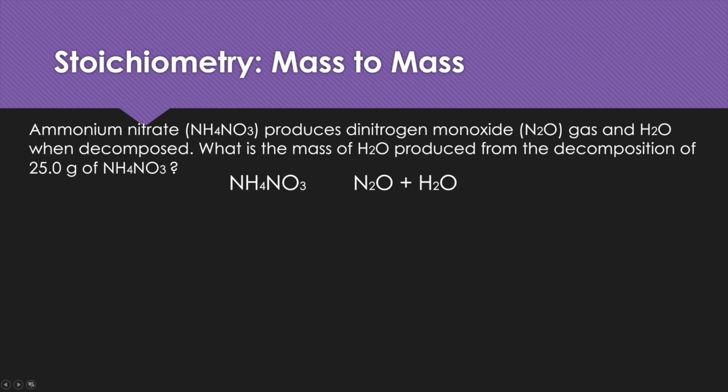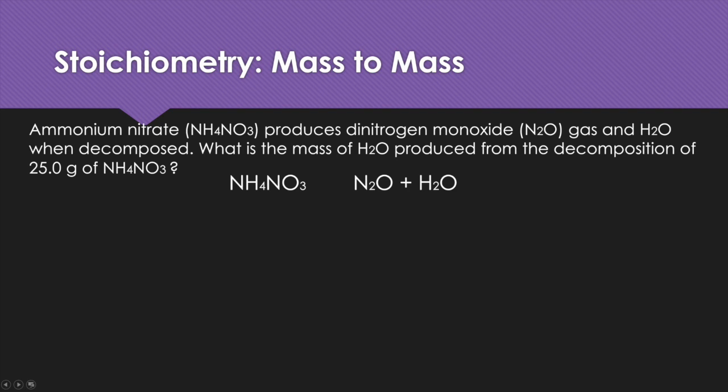Let's move on to our next example of stoichiometry, mass to mass. So our question says, ammonium nitrate, which is NH4NO3, produces dinitrogen monoxide, N2O, gas, and H2O produced from the decomposition of 25 grams of solid NH4NO3. Now we have a big lengthy problem, but all we need to do is break it up into sections to understand what we're doing.